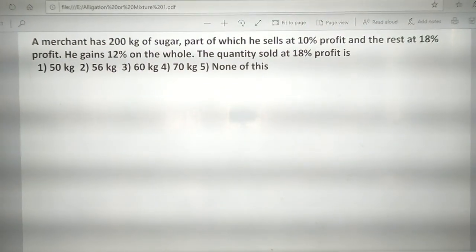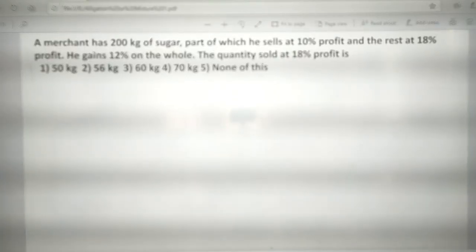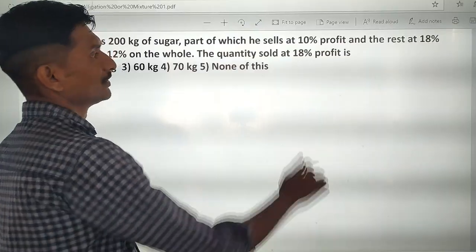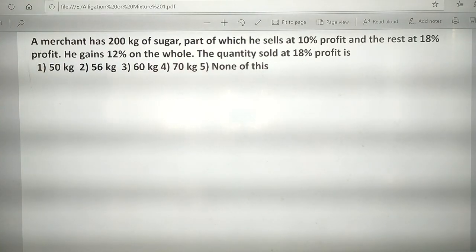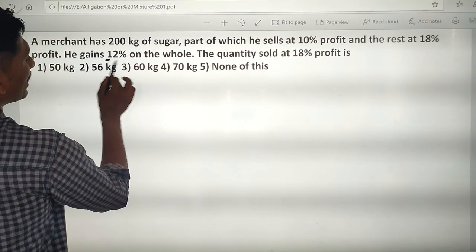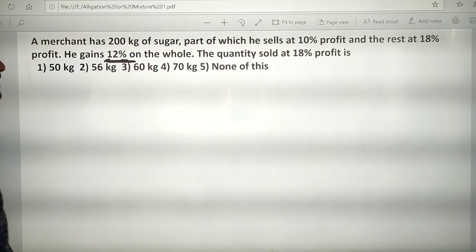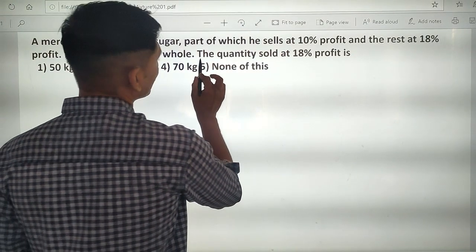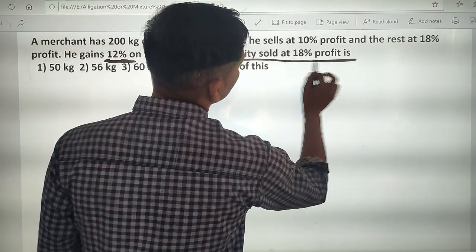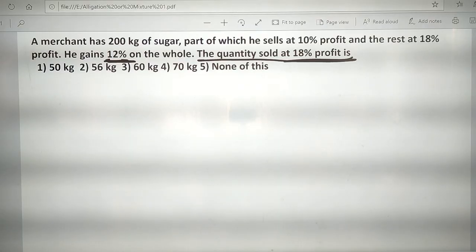A merchant has 20 kg of sugar, part of which he sells at 10% profit and the rest at 18% profit. He gains 12% on the whole. Find the quantity sold at 18% profit.